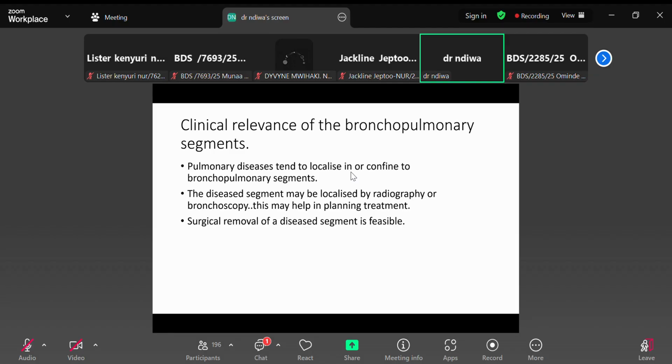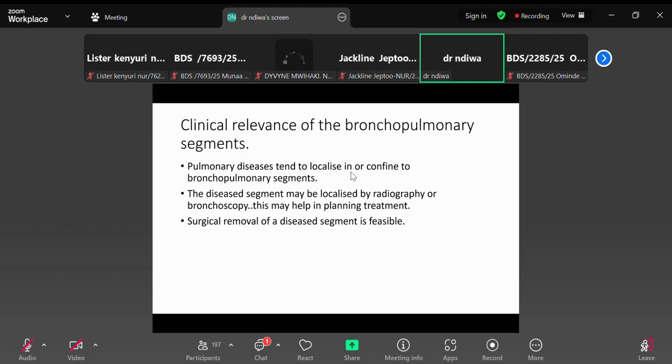So the diseased segments may be localized by radiography, that's X-ray, or bronchoscopy. And this may help in planning treatment. And for the surgeons, it's very easy for us to remove a segment if it's possible.